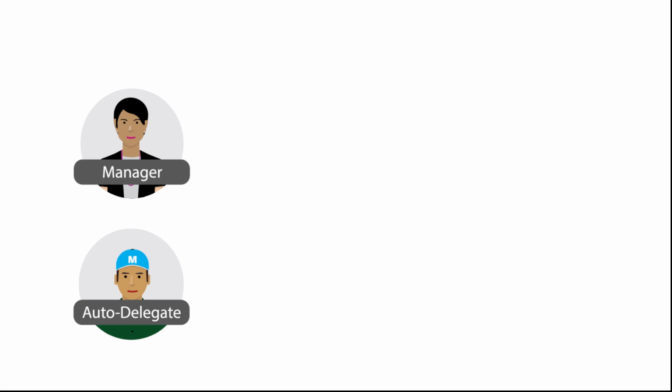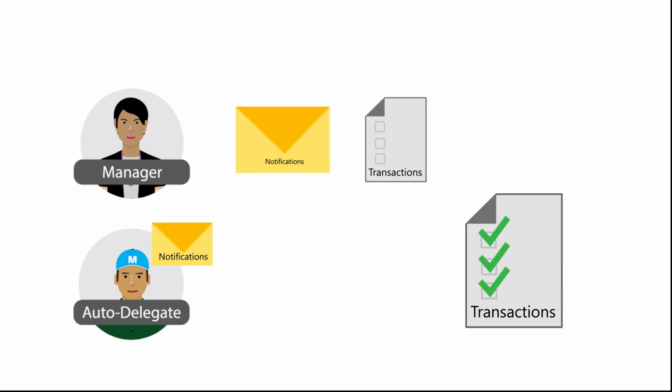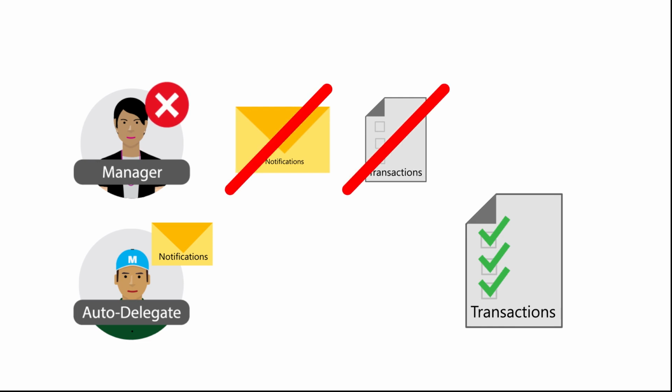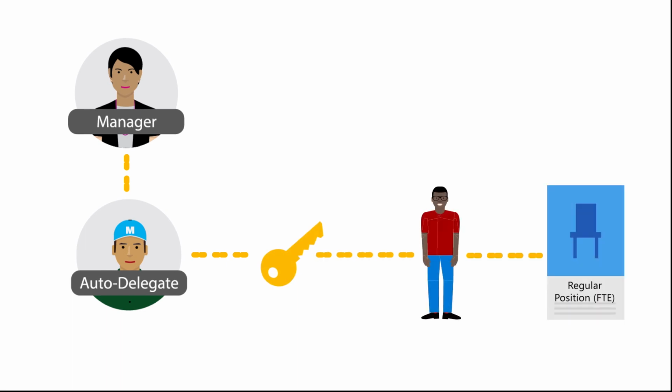Depending on your organization's practices, managers may decide to assign a single auto delegate to approve Employee Central transactions and receive notifications on their behalf. If the manager assigns an auto delegate, they will no longer receive system notifications or approvals themselves. The manager should delegate someone who has access to transact on the relevant people or positions in the tool.